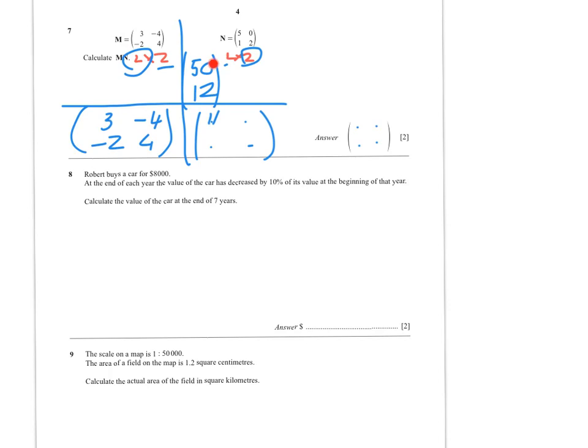3 times 0 is 0, plus minus 4 times 2, it's going to be minus 8. Moving down, this one, minus 2 times 5, minus 10, plus 4, that's going to be minus 6. Let me put that there. And then the last one over here, that's going to be 0 plus 8, so 8. Fantastic. Make sure to write your final answer here, where you have 11, minus 8, minus 6, and 8.